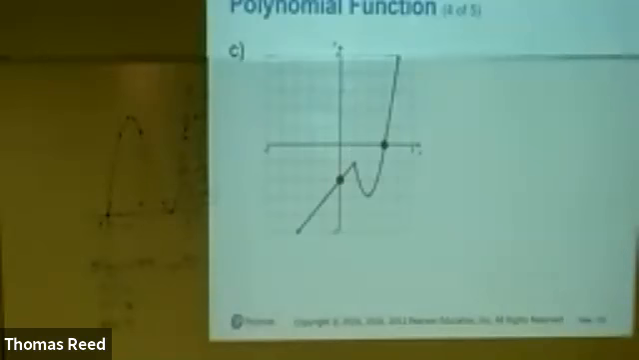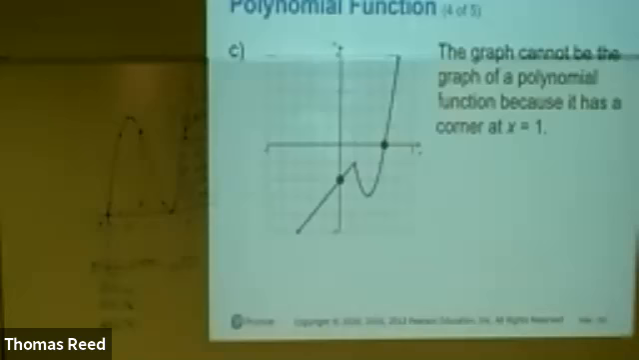Is this the graph of a polynomial function? Yay or nay? No, because it has a corner or a sharp turn. Either way is acceptable. It has a corner at x equals 1. A graph of a polynomial function is smooth. So this is not smooth.